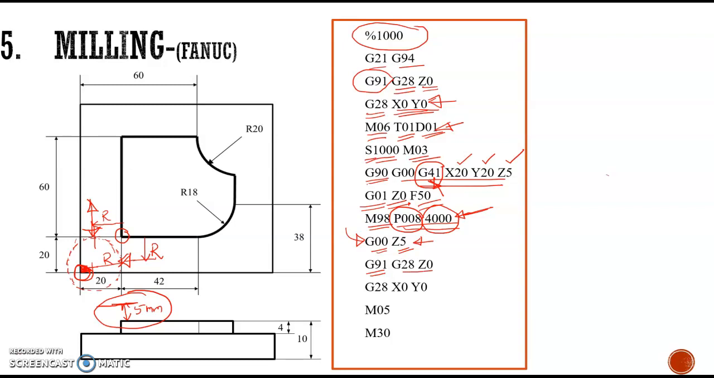And then we need to move the tool to its home position. G28, X0, Z0, X0, and Y0. Then M05 is used for stopping the spindle. Then finally M30 is reached. That means the end of the program.